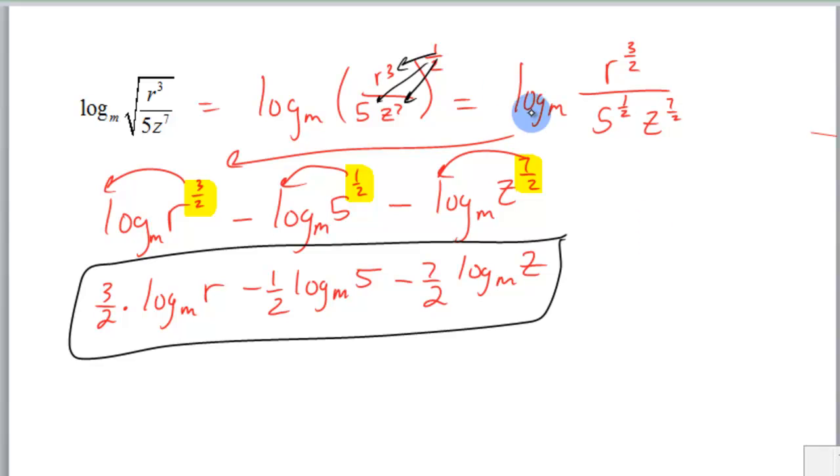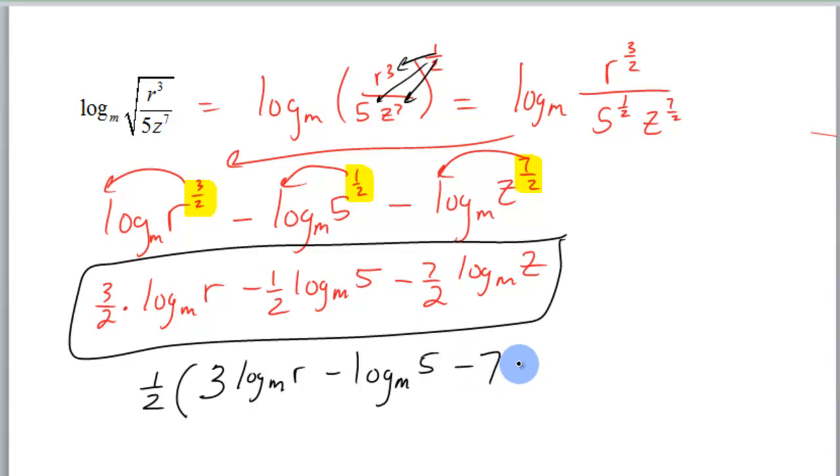Now, if you were to bring the 1/2 out front first, the only difference is the 1/2 would be factored out of these guys. So this would be an acceptable other answer. The 1/2 would be on the outside, and you would have 3 log m r minus the 1/2 is a factored out log base m of 5. 1/2 is factored out, so it's 7 log base m of z. So that's another acceptable answer, but you see how the 1/2 has been factored out in front of each of these logs, right? And that was what would happen if you would have done the 1/2 first outside like that. So either of them are acceptable answers.